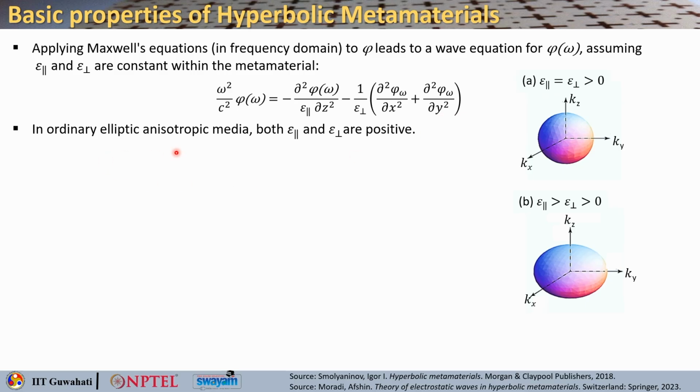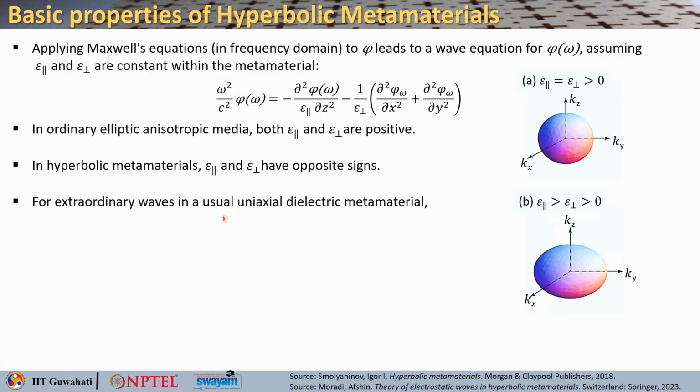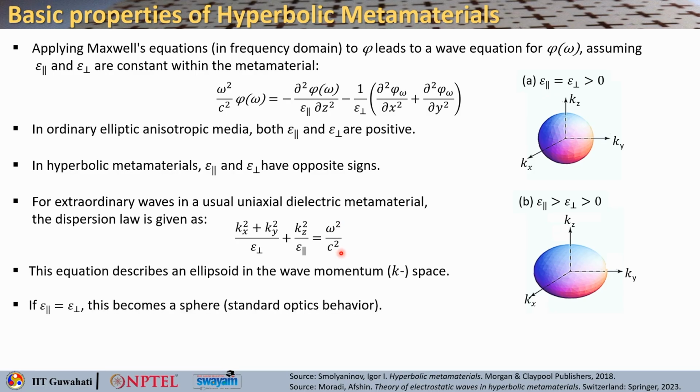Now, in the case of an ordinary elliptical anisotropic medium, both epsilon parallel and epsilon perpendicular are basically positive. But in the case of hyperbolic metamaterial, these two will have opposite sign. So, for extraordinary wave in an usual uniaxial dielectric material, the dispersion law can be simply written as kx square plus ky square divided by epsilon perpendicular plus kz square divided by epsilon parallel will be equal to omega square by c square. Okay. So, this basically defines the ellipsoid in the momentum space or the K space.